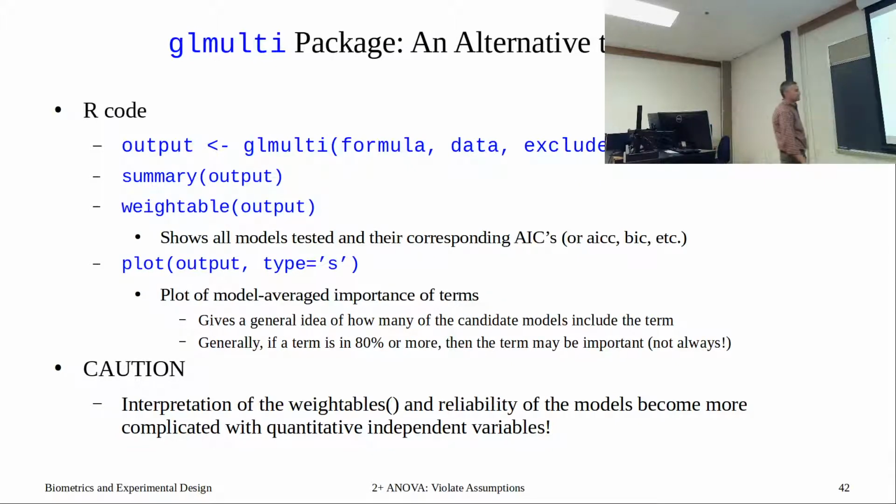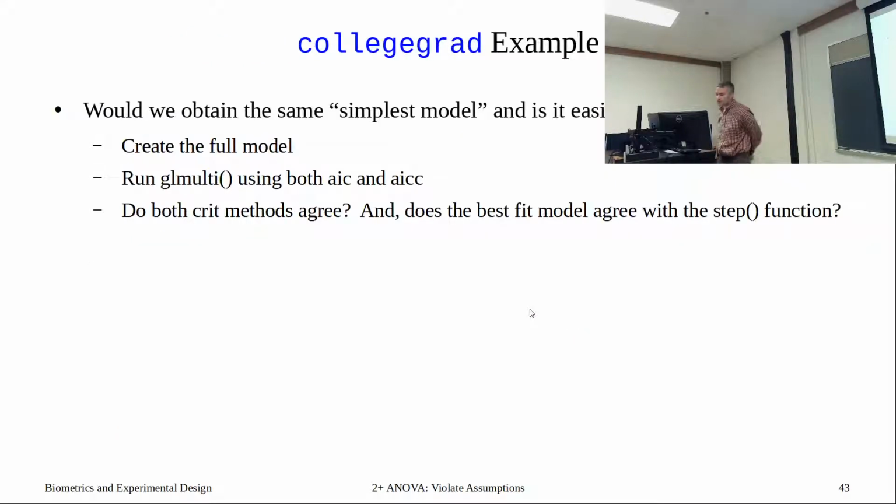One caution: if we have continuous variables as independent variables, so let's say we had size as a covariate, our interpretation of the weight tables and the reliability of the models will become a lot more complicated. Because right now, this is really about factors. So college, grad.